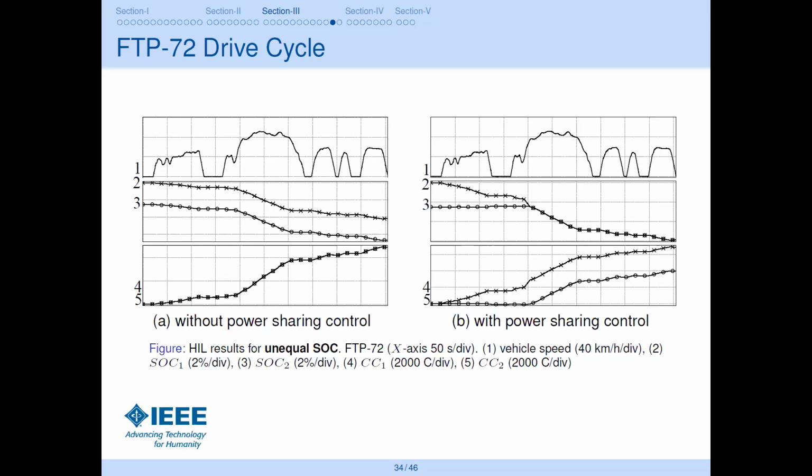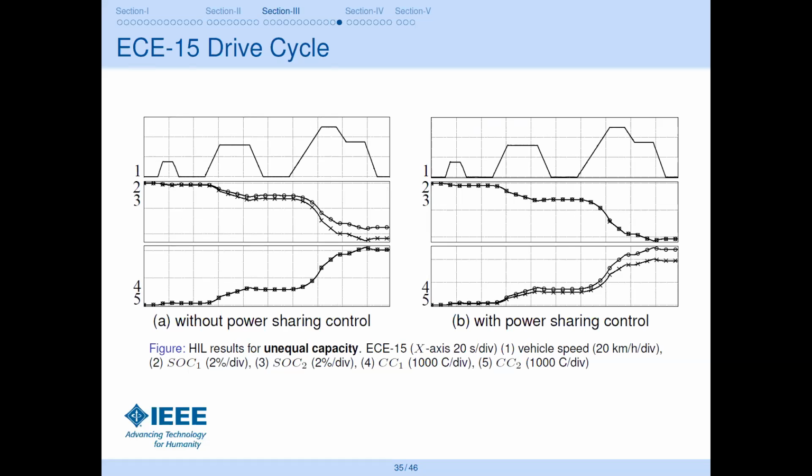So this is a standard driving profile for North America, where we have tested it with unequal SOC. Now in the next driving profile, which is called the ECE 15 drive profile, it has been tested to compare the results for unequal capacity. That means unequal AH rating. You can see the first trace again shows the speed of the vehicle, traces 2 and 3 show the SOC, and 4 and 5 show the coulomb count.